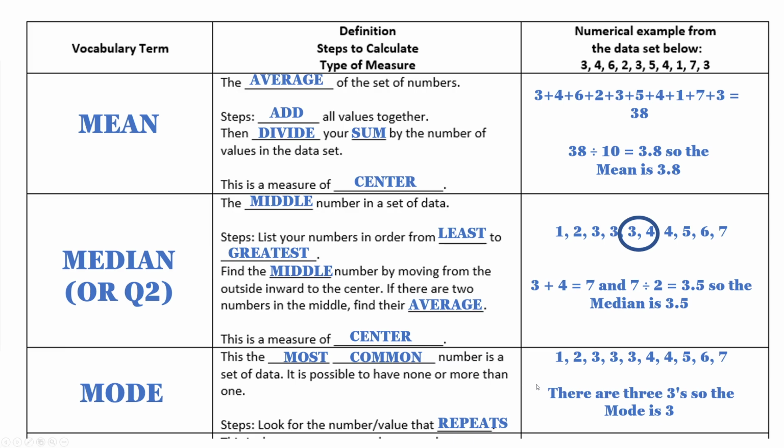A common mistake here is that with the mode, sometimes people would put 0. We don't ever want to write 0 as the mode if there is no mode, because people could think that 0 is the most common number. So anytime we don't have a mode, we always want to put none rather than 0.